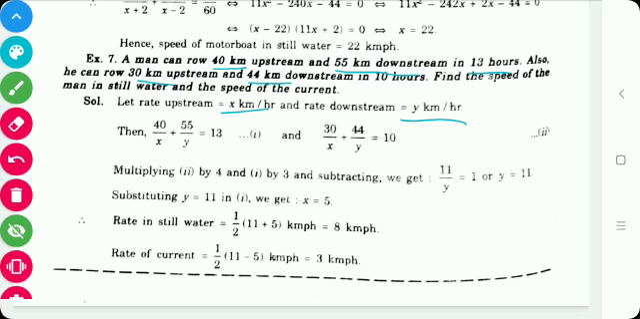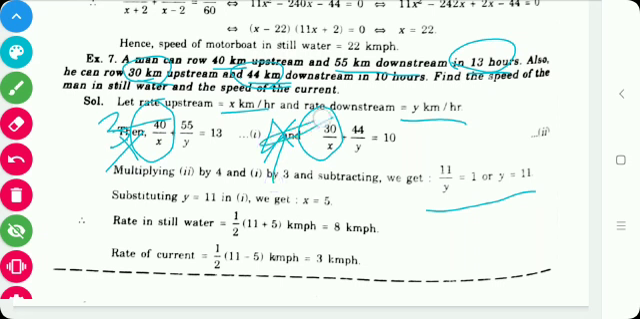So we will write the equation, as the distance is given here. So distance upon speed: 40 upon x plus 55 upon y is 13 hours, and 30 upon x plus 44 upon y is equal to 10. How will we solve these equations? By eliminating x first, then we will get y is equal to 11. To eliminate x, we have to multiply the first equation by 3 and the second by 4. So it gives 120 in both, and this x is cancelled. So we will get y is equal to 11.